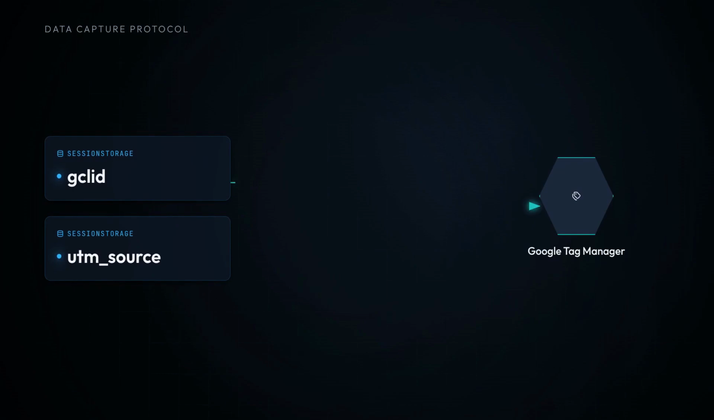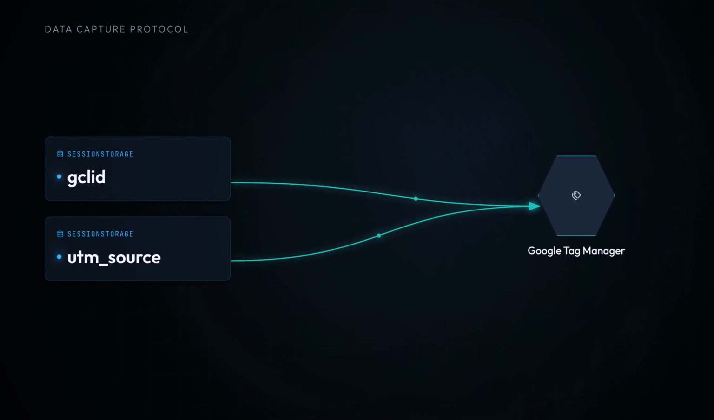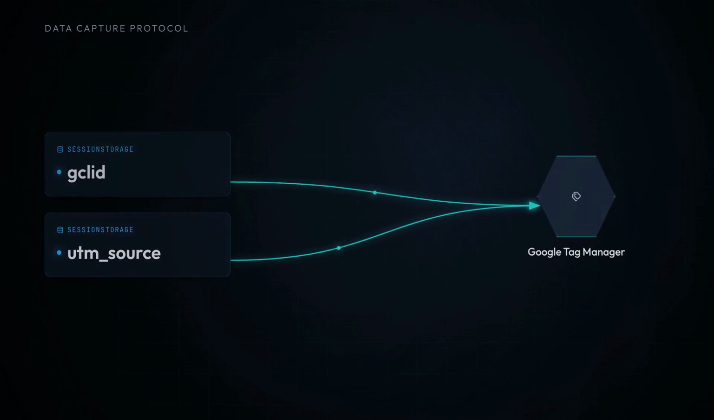Wix forms don't always support hidden fields. Use a GTM custom HTML tag to write attribution data like GCLID and UTMs to session storage. On submit, read this data and include it in your data layer push for the server.